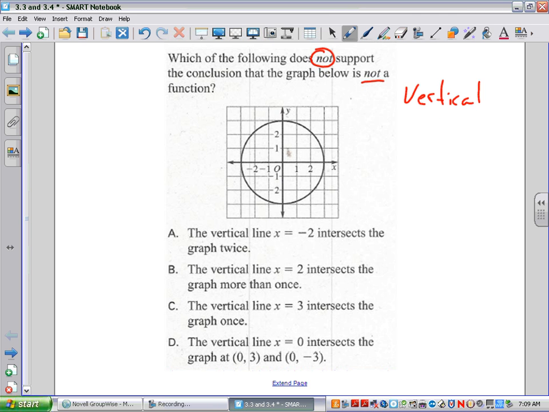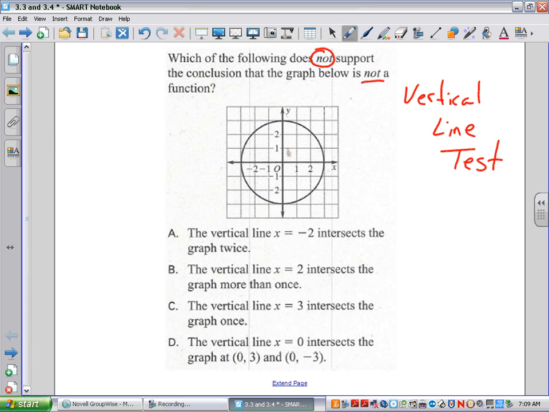the vertical line test, vertical lines run up and down. And the vertical line test says if you put a vertical line down through the function and it touches the function more than once, like 2 times or 3 times, 4 times, then it's not a function.